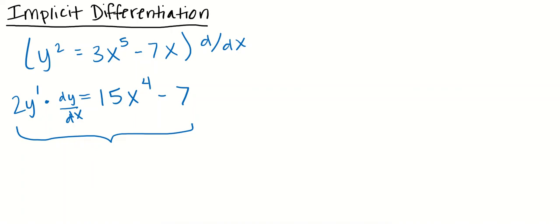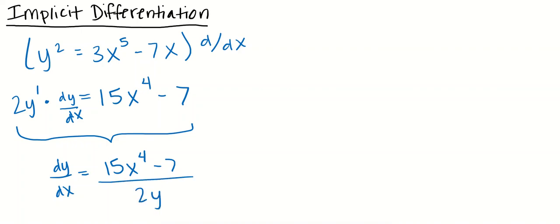So if we want to do that, well, we have 2y times dy/dx. If we want to move this 2y to the other side, what should we do? Well, we should just divide both sides by 2y. So when we do that, we'll have dy/dx equals (15x to the 4th minus 7) all over 2y. This is probably something you're not super used to seeing, having a y in your derivative, but that will very commonly happen with implicit differentiation.